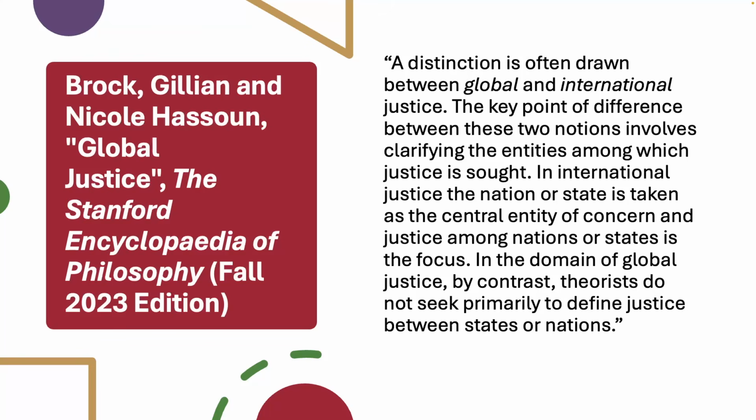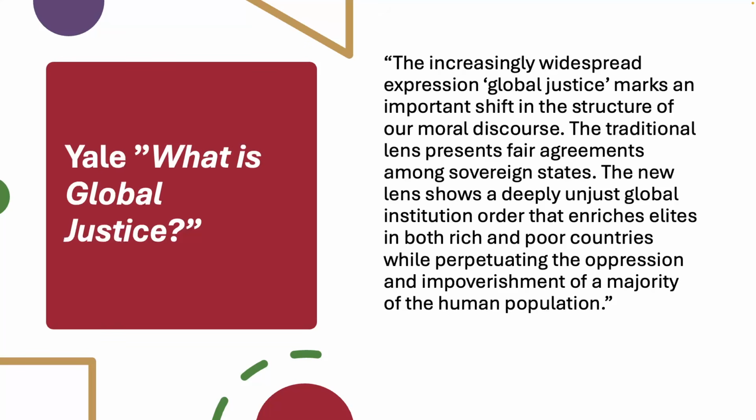A paper that was published by Yale on what is global justice notes that global justice, the increasingly widespread expression of, marks an important shift in the structure of our moral discourse. The traditional lens presents fair agreements among sovereign states. The new lens shows a deeply unjust global institutional order that enriches elites in both poor and rich countries, while perpetuating the oppression and impoverishment of the majority of the human population.